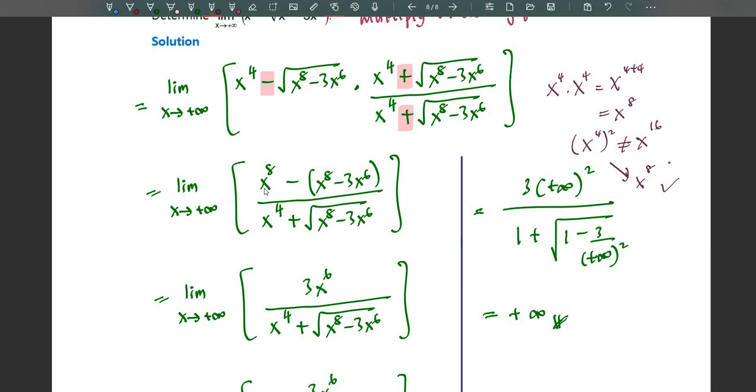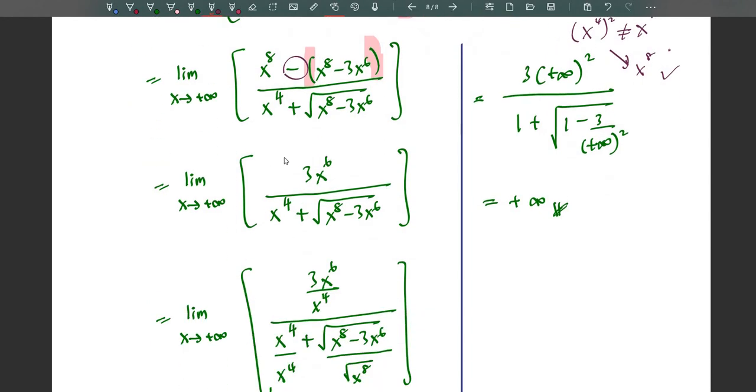So next, this one is x power of 8 minus, remember as this is a negative, everything behind it should be in bracket. Remember to write it in bracket here. Compulsory. Next, simplify. We have this term, because x power of 8 minus x power of 8 is 0. Minus minus is plus, so 3x power of 6. And here, if we substitute the value, it's still going to be infinity over infinity, which is an indeterminate form.